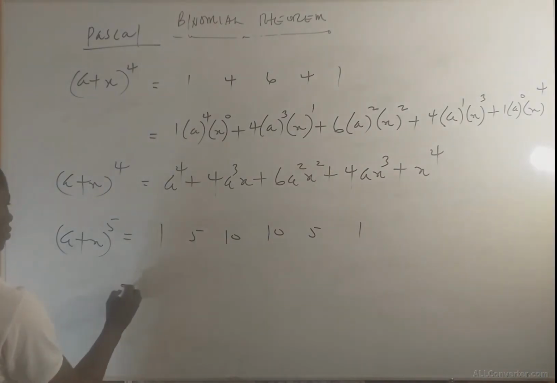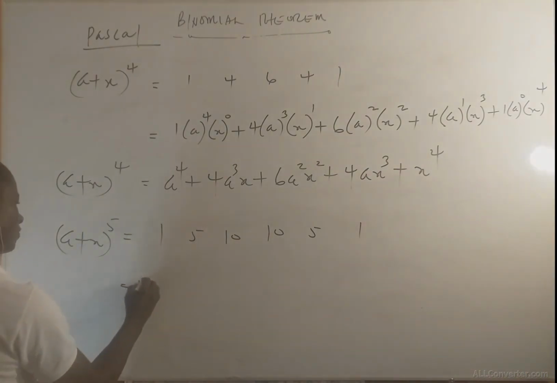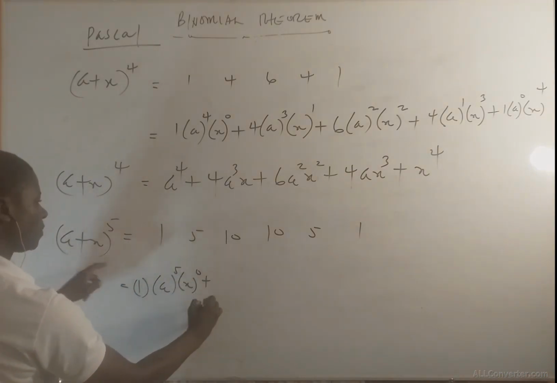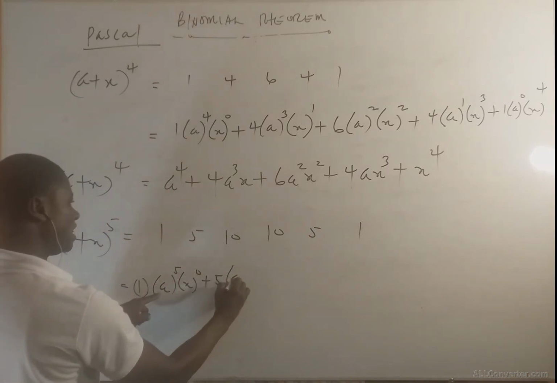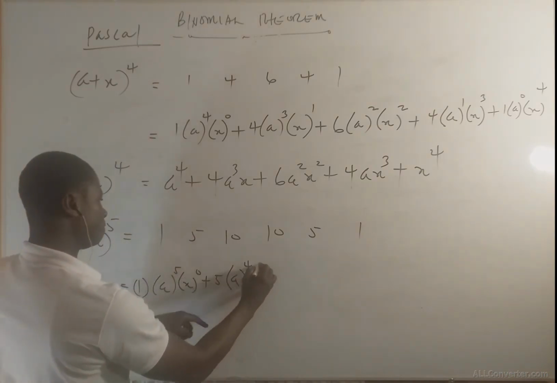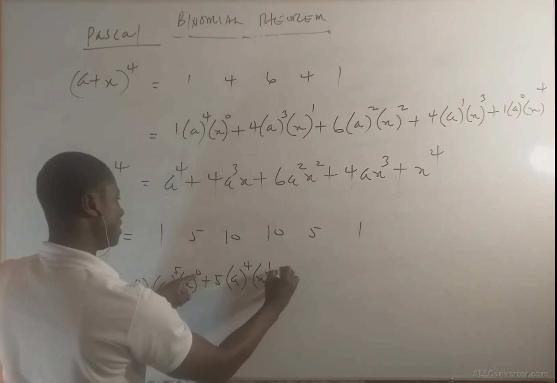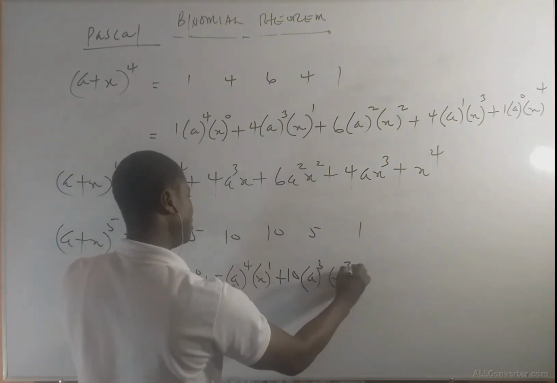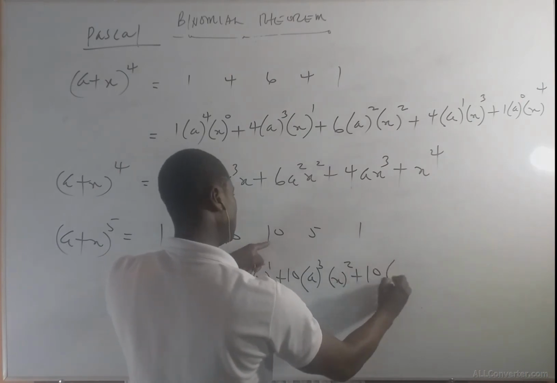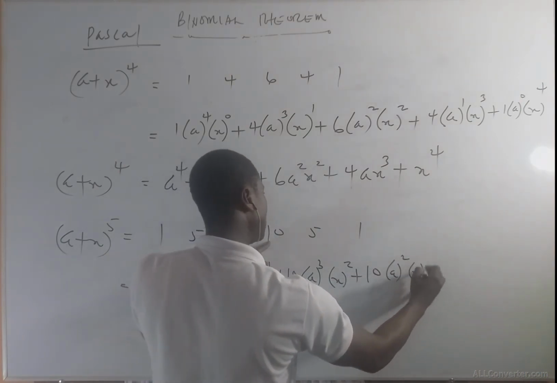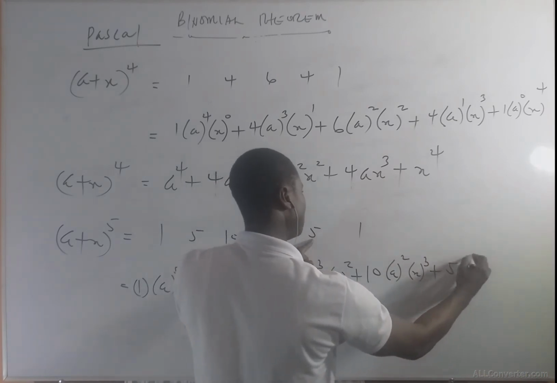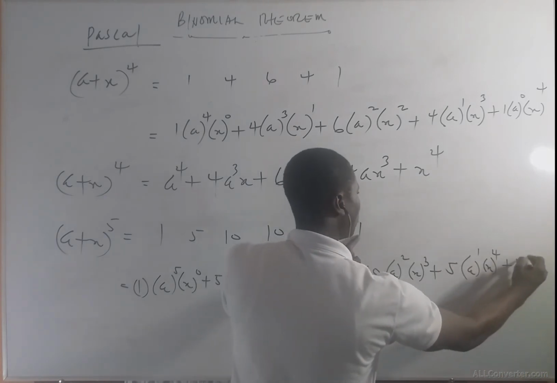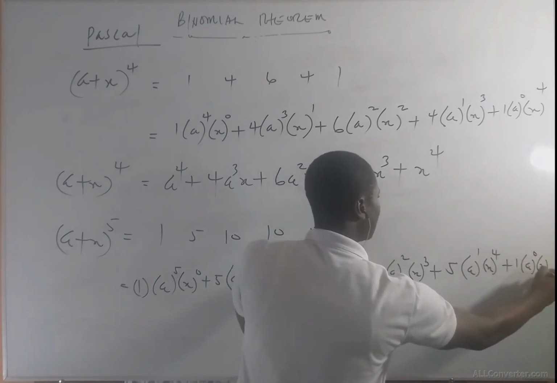So if you want to expand, this is what you do. The first coefficient is 1. Then the a will now start from the highest exponent. Then the x will now start from 0. Then you move to 5. Now the a will now decrease from 5 to 4. Then the x will increase from 0 to 1. Then you move to the next term, that is 10. Then the a will now decrease to 3, but the x will now increase to 2. Then you move to the next coefficient. A will now decrease to 2, and x will now increase to 3. Then you move to the next coefficient, that is 5. Then a will now decrease to 1, but the x will increase to 4. Then the next coefficient is 1. Then the a will now decrease to 0, and x will increase to 5.